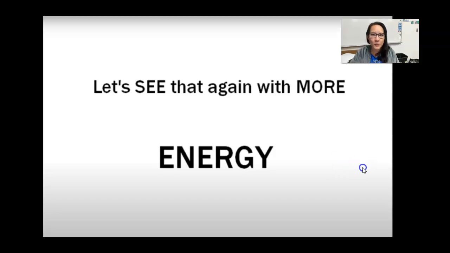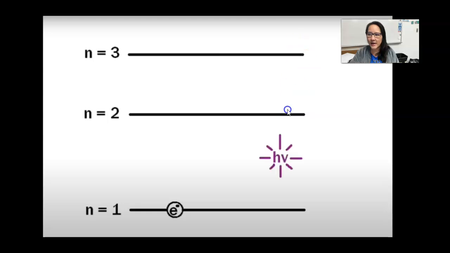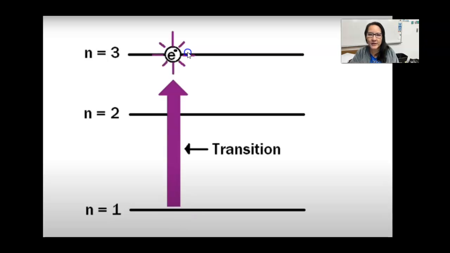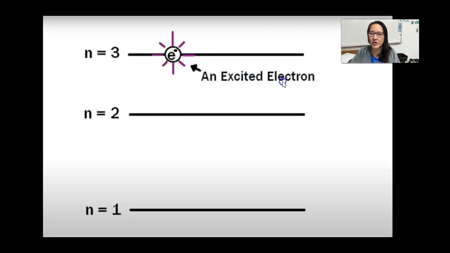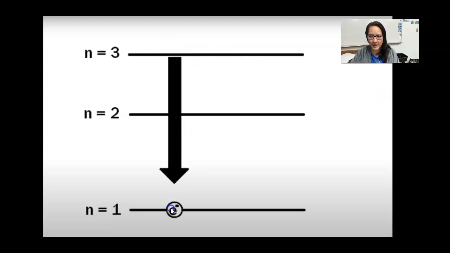Let's see that again with more energy. So again, ground state, excited state. Now we have energy that is high enough that we can jump to energy level 3. So we transition to energy level 3. This is an excited state. This electron's in an excited state, an excited electron. It's unstable, therefore it's going to have to fall back down to the ground state.